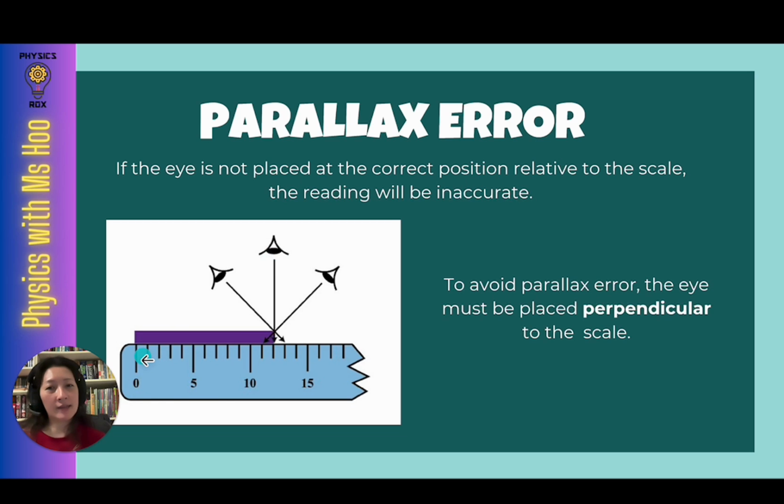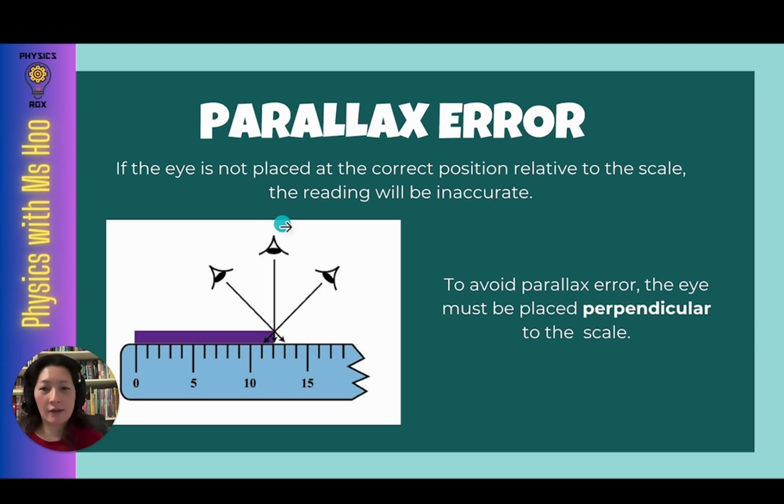So if we have an example in this diagram here, this is a ruler. The purple color thing is the object to be measured. The correct position is this in the middle, where the eye is perpendicular to the scale. The eye line is perpendicular to the scale. If you place your eye at angles like this, then you're going to get different values.